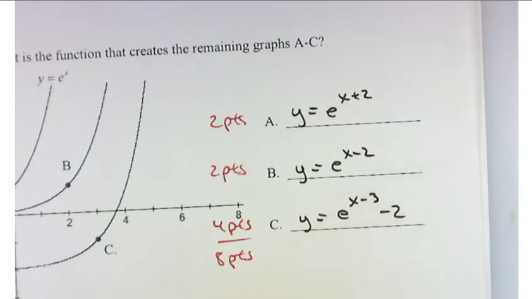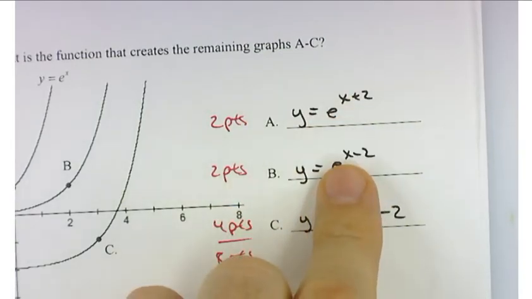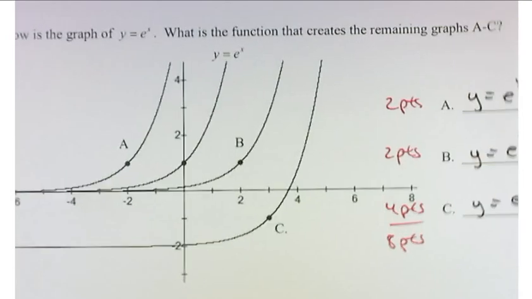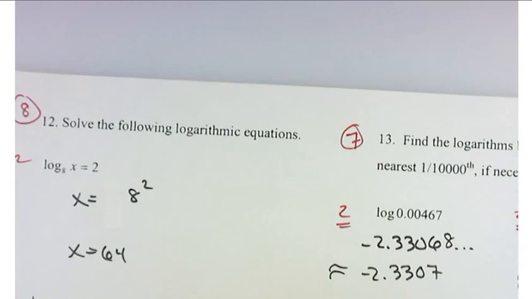Some more problems with shifting. Shift to the left by 2, shift to the right by 2, shift to the right by 3, and down 2. So a couple of different problems with shifting. I feel like I'm missing a page on this one. No, you know what? It's in the next exam. So that's exam 4. Done with that one.